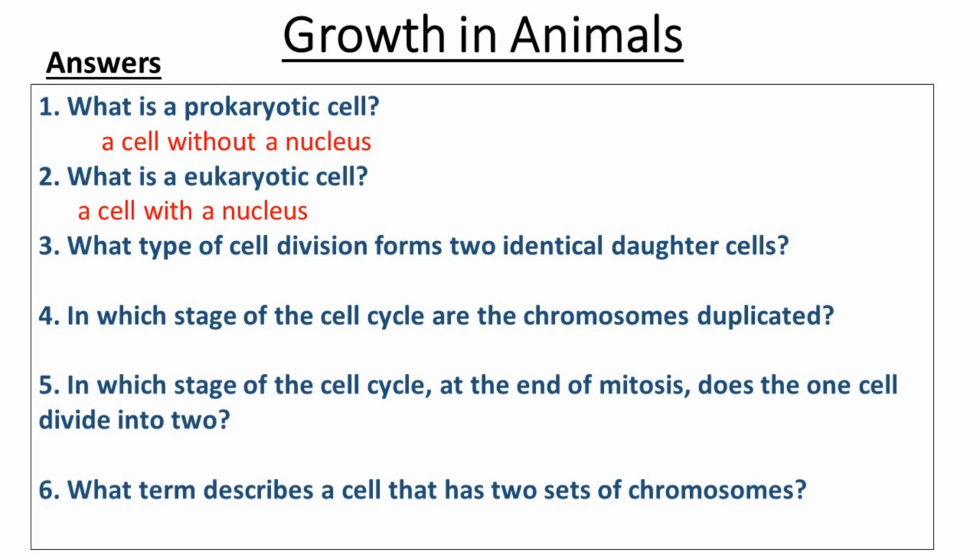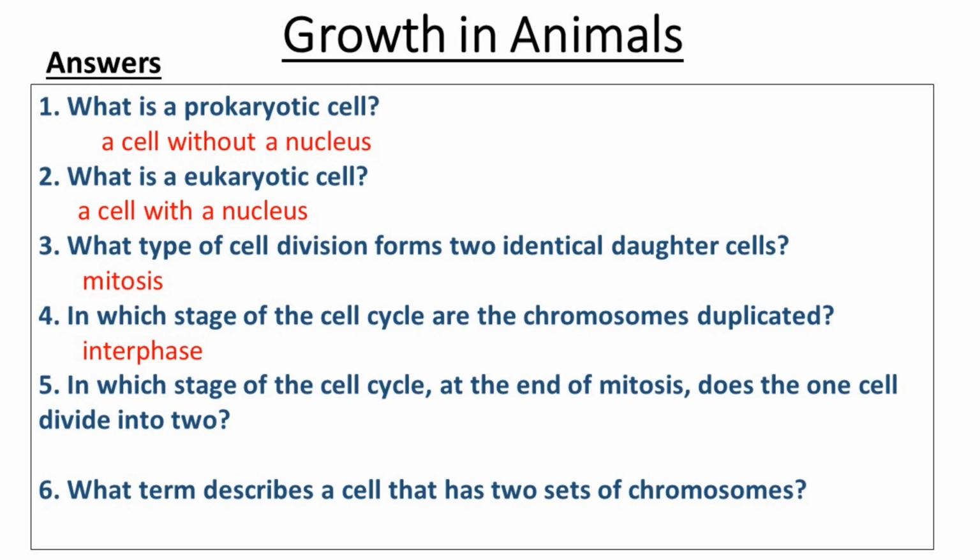Okay, question 3. What type of cell division forms 2 identical daughter cells? Hopefully you'll remember this from our previous lesson. If you've got 2 identical daughter cells, you've undergone mitosis. Give yourself a big tick for that. Question 4. In which stage of the cell cycle are the chromosomes duplicated? Well, the chromosomes are duplicated in the very first step of the cell cycle, and that is interphase. Remember, I peed myself and then cried. Interphase is the first stage of the cell cycle.